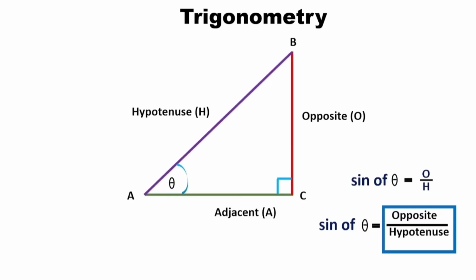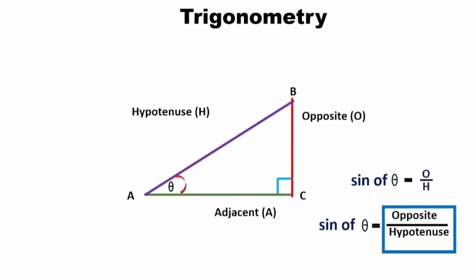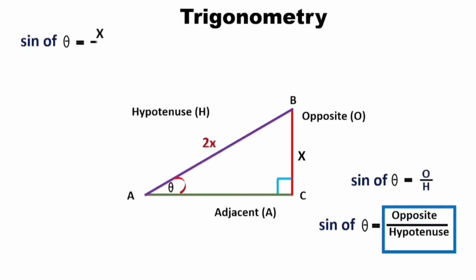So, to get the sine ratio for angle A, let's assume the length of the opposite is x unit and the hypotenuse is 2x unit. So, the sine ratio of angle A equals x upon 2x, or it is half, only half, because it is a ratio, it has no unit. The sine ratio of any angle is half when the angle is 30 degree.